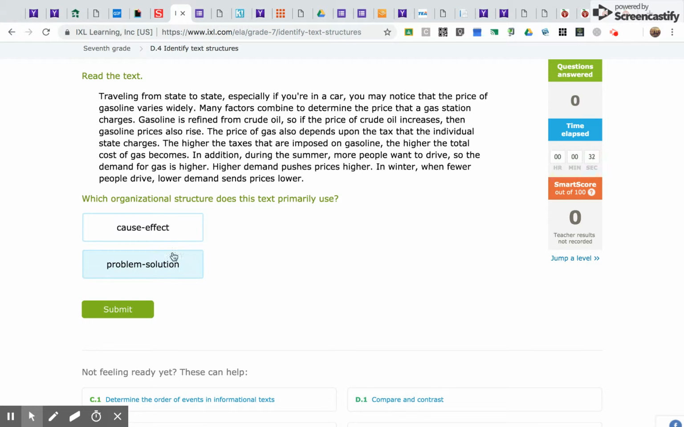I don't see a problem solution. It's not talking about the solution for high gas prices. It's telling me why gas prices vary. So this is a cause and effect relationship.